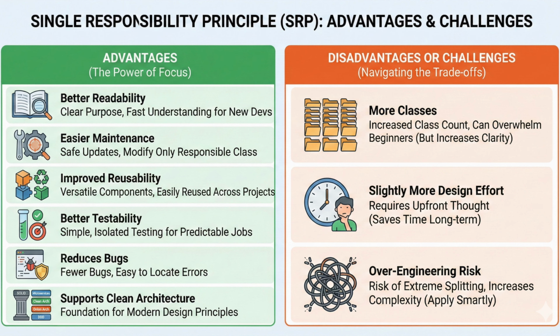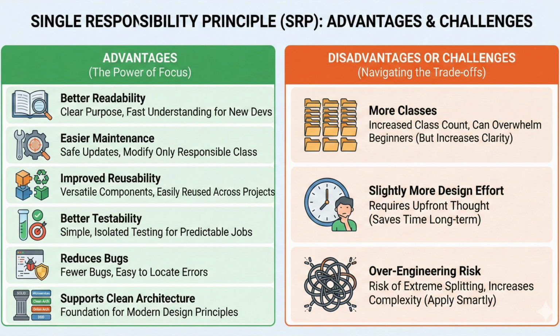Improved reusability. Single responsibility classes are highly reusable. Since they are focused and independent, the same modules can be used in other parts of the project, or even in other projects, without major changes. Better testability. Testing becomes simple and powerful with SRP. Each class does only one predictable job, so unit tests are easier to write, easier to understand, and much more reliable. Reduces bugs. Less code inside each class means fewer bugs. And even if a bug appears, it becomes very easy to locate and fix because responsibilities are clearly separated.